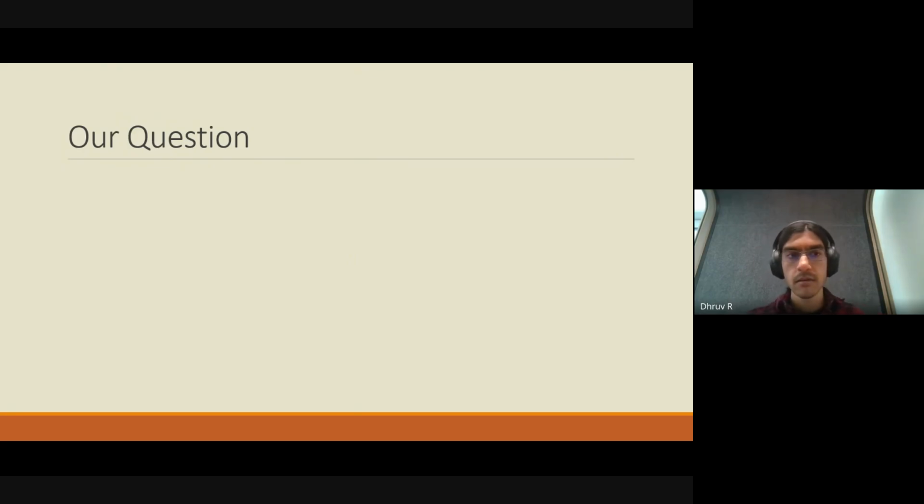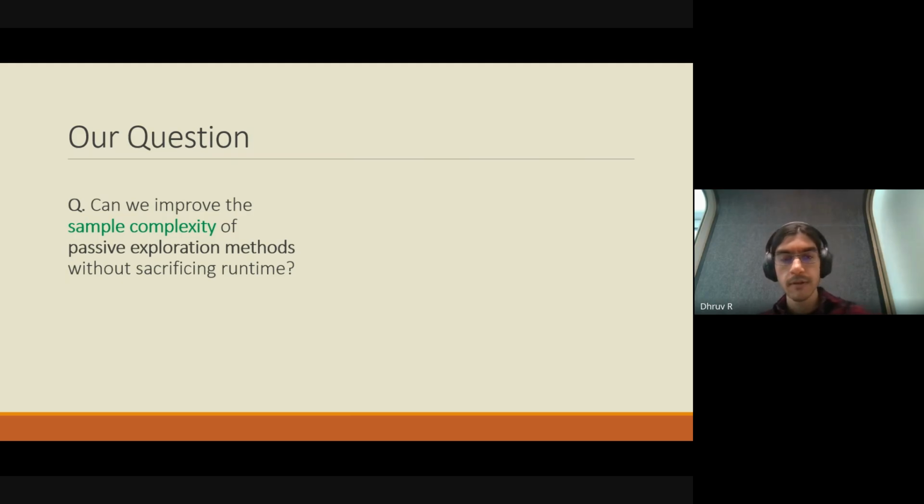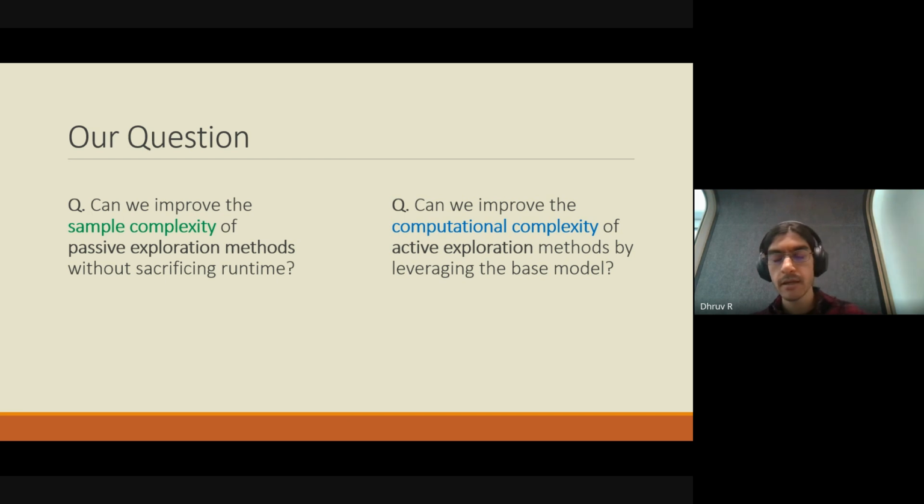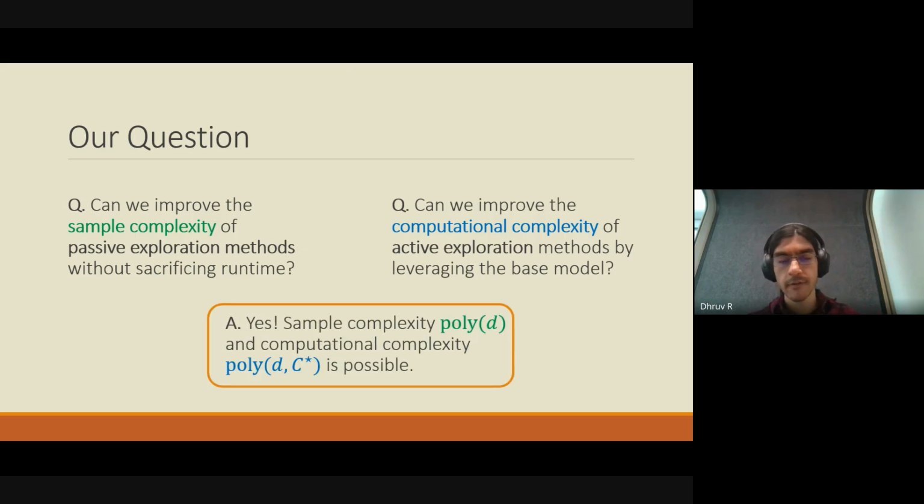So in light of these baselines, our question is twofold. First, can we improve the sample complexity of the passive exploration algorithms so that we don't pay for coverage in the samples? And can we do this without sacrificing runtime? And on the flip side, can we improve the computational complexity of the active exploration algorithms, such as XPO, by leveraging the base model? So notice that the guarantees of XPO did not actually change depending on how good the base model is. Can we leverage the base model to do better? And what I'll show in the next part of this talk is you can do better. You can sort of get the best of both worlds with sample complexity independent of coverage and computational complexity that scales with coverage but is no worse.